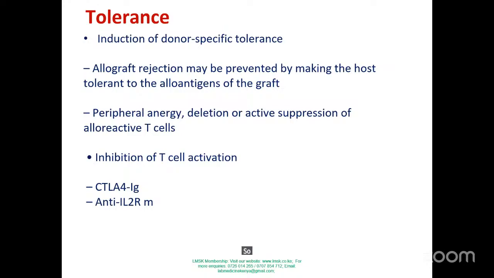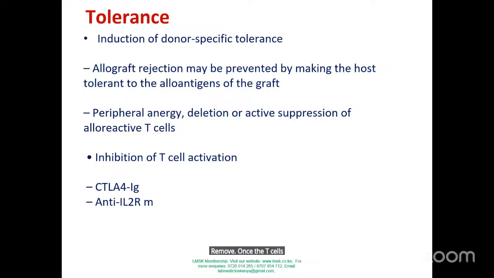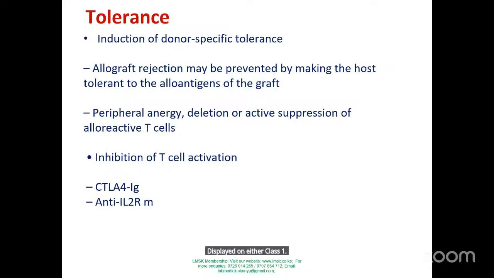So either you block the co-stimulatory signals, things like CTLA4. Remember, CTLA4 is the co-inhibitory molecule. For T cell activation, the first signal is the recognition of the peptide displayed on either MHC class 1 or MHC class 2. MHC class 1 will be bound by CD8 cells, which have the T cell receptors with CD3 on their surface. So that is the first signal.